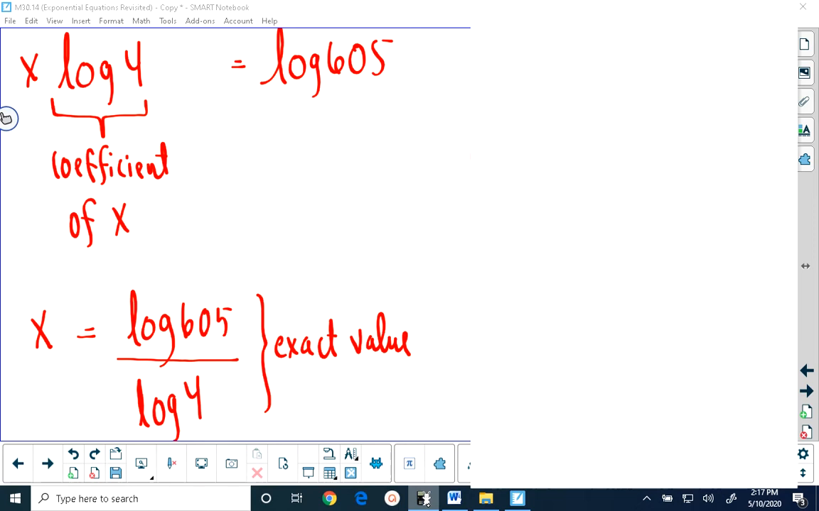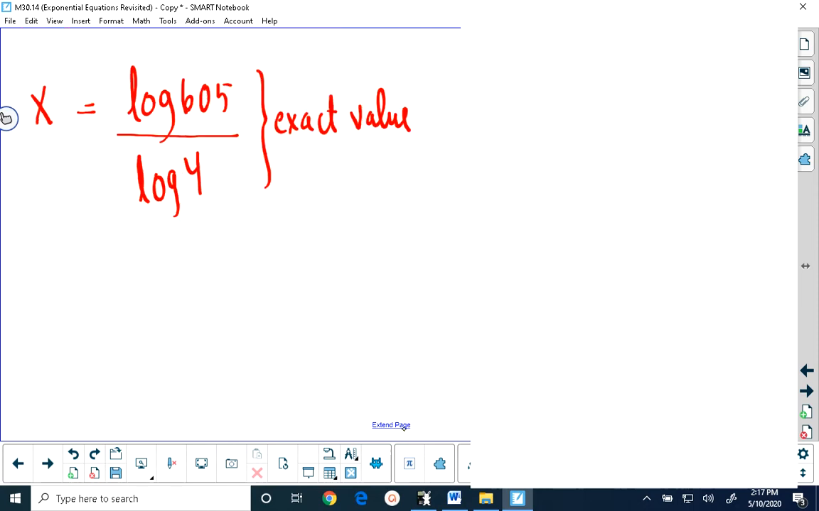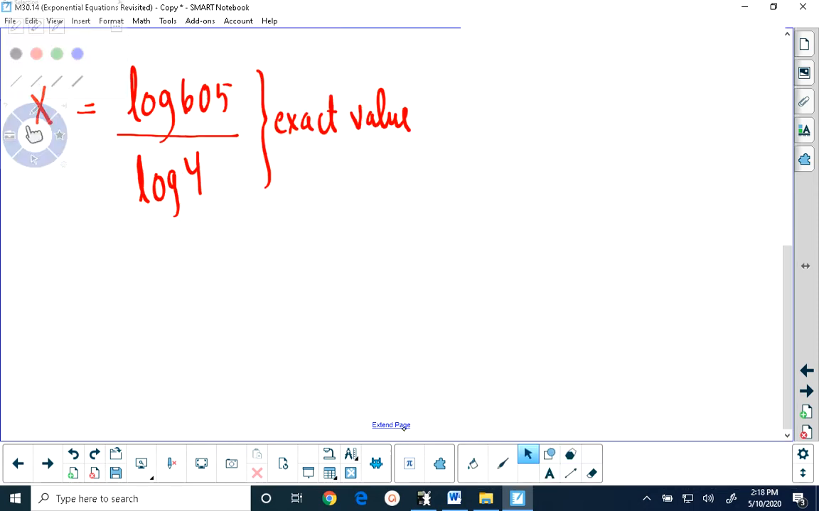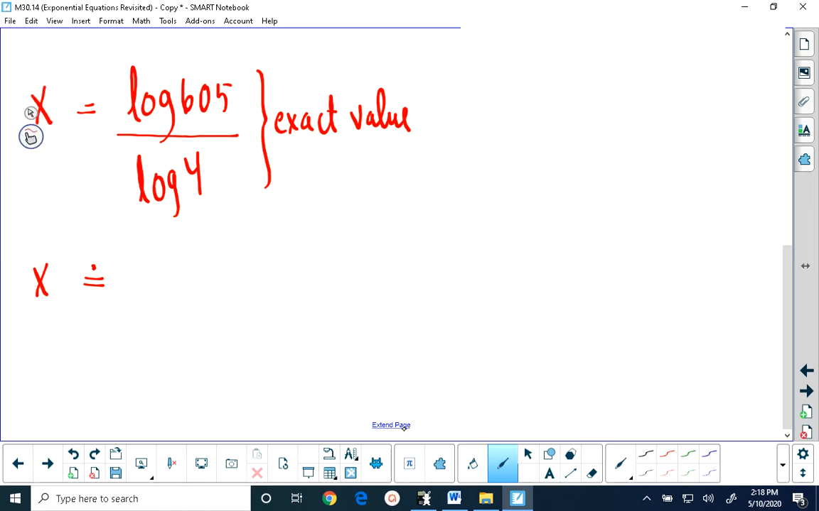If we want to know what the approximate decimal value is to the nearest tenth, then we can grab our calculator and take the logarithm of 605, close your brackets on that argument of 605, divided by the logarithm of 4, and we get an answer of, to the nearest decimal place, 4.6. That dot above the equal sign means approximate. So this is our decimal approximation.